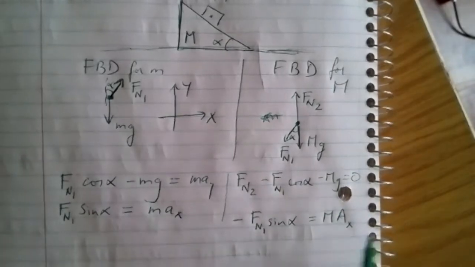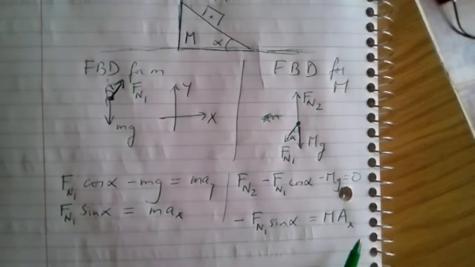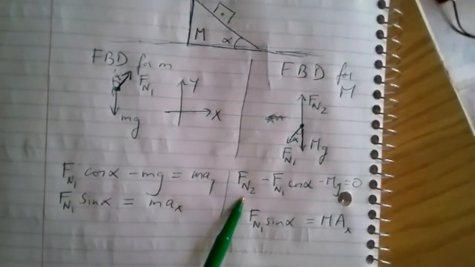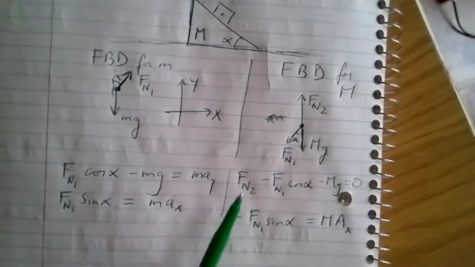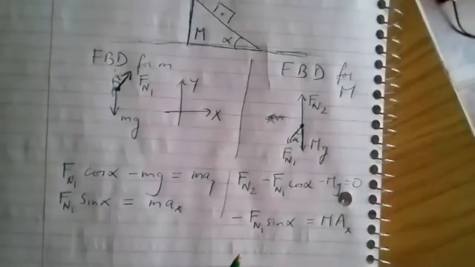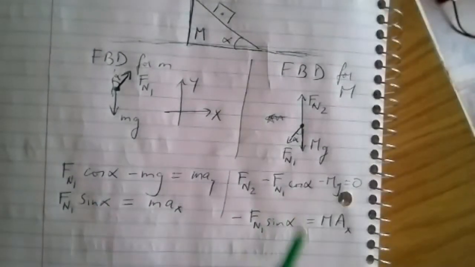If we look at the number of unknown quantities, we have capital AX, little ax, and little ay, so three of them, and then Fn1 and Fn2. We're assuming that we know the two masses, the angle, and g, but that still leaves us with 5 unknowns and only 4 equations.